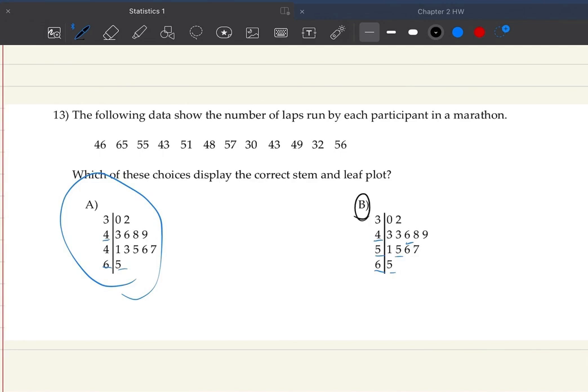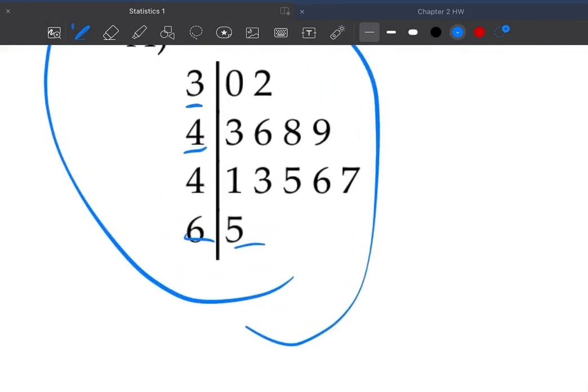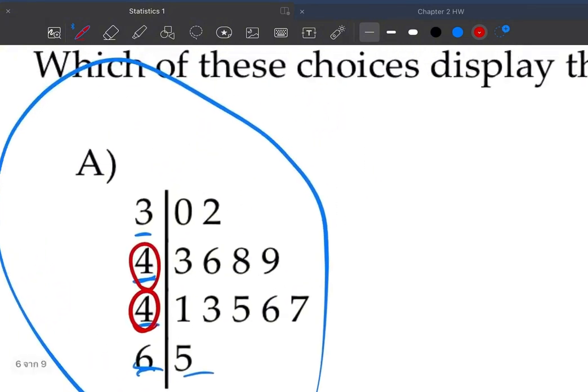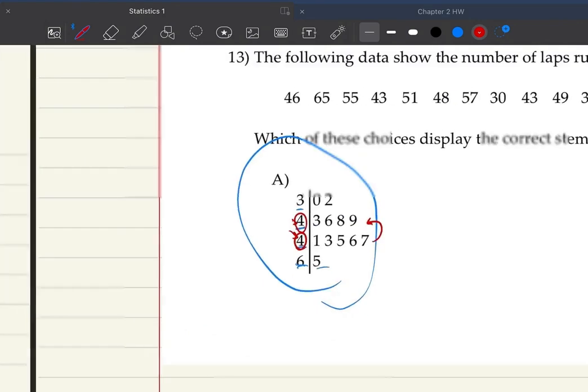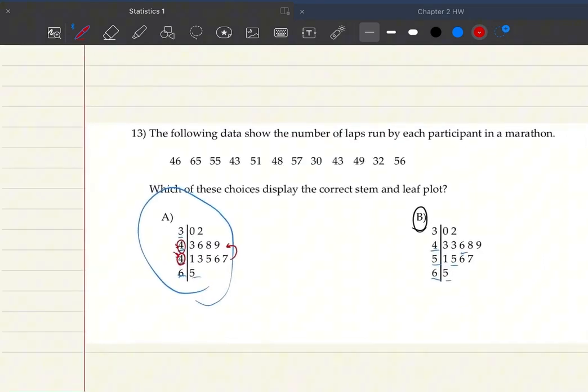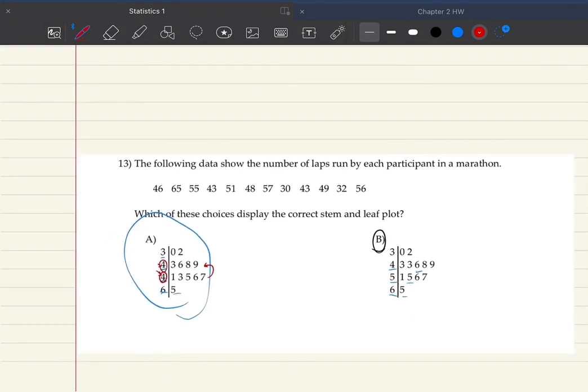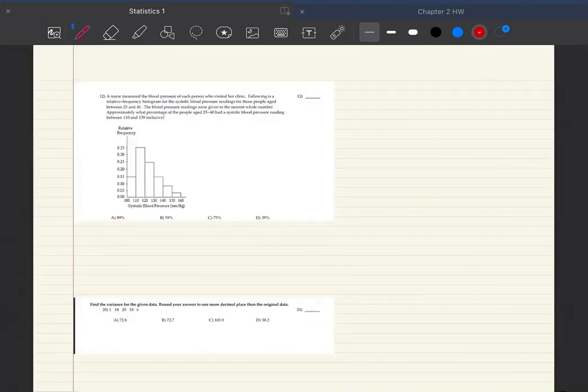For this question, you don't have to count it like I did, because over here we have 3, 4, 4, 6, 4 and 4. This is a wrong stem and leaf plot. The same first digit must be on the same line. So the answer is B. Let's move on to the next one.